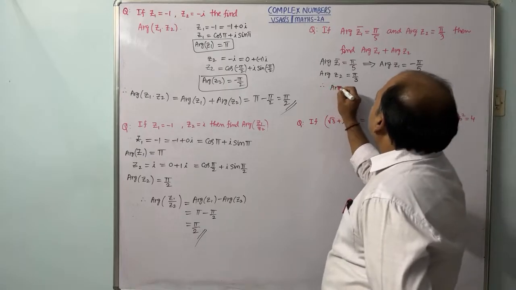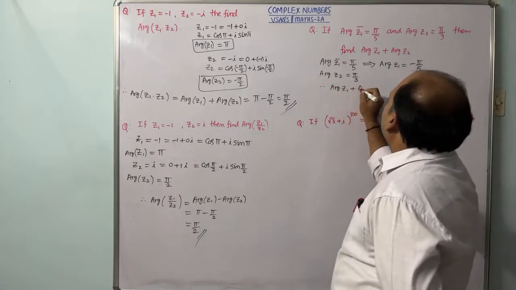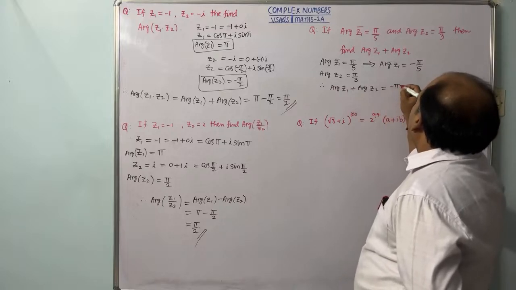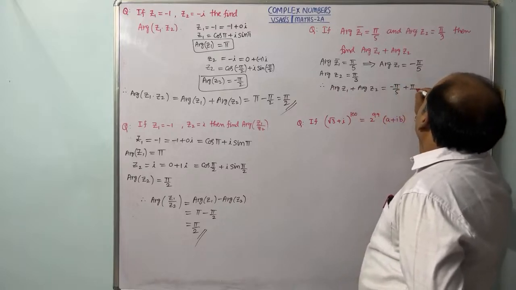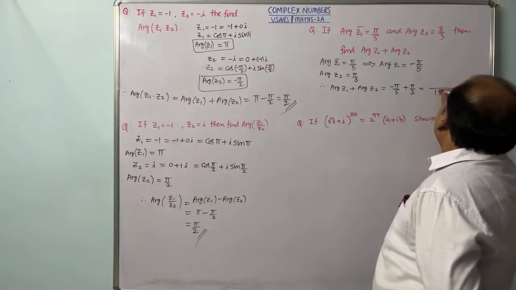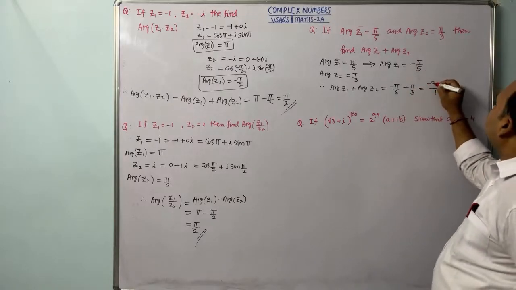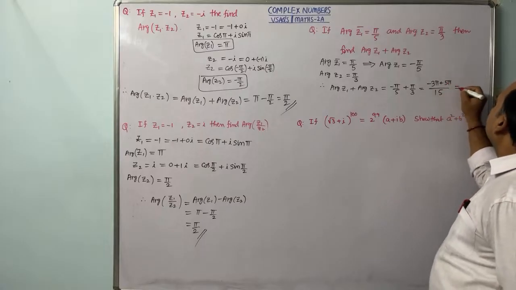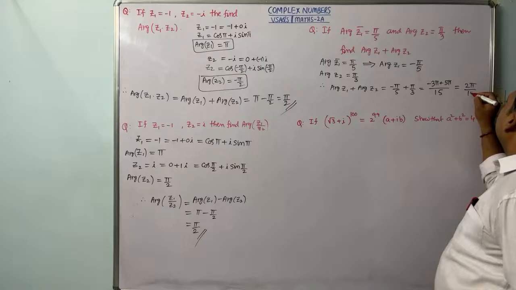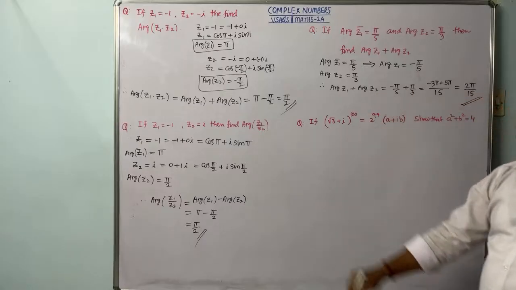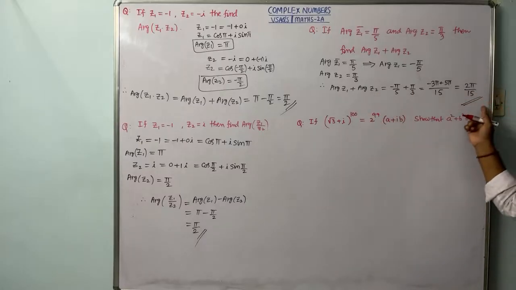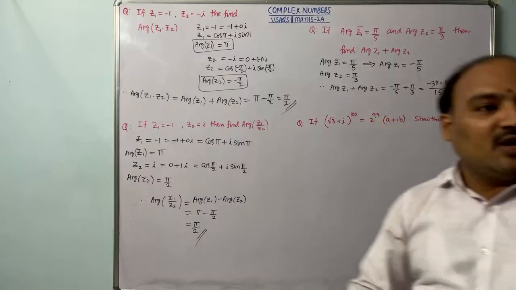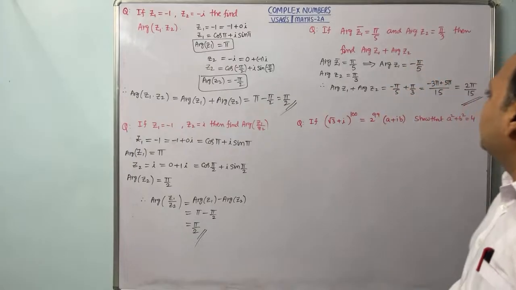Therefore, argument of Z1 plus argument of Z2 equal to minus pi by 5 plus pi by 3. Take LCM 15. 5 3s are minus 3 pi plus 3 5s are 5 pi. So 2 pi divided by 15. Therefore, the argument of Z1 plus argument of Z2 equal to 2 pi by 15. This is the way we can get it, dear students.